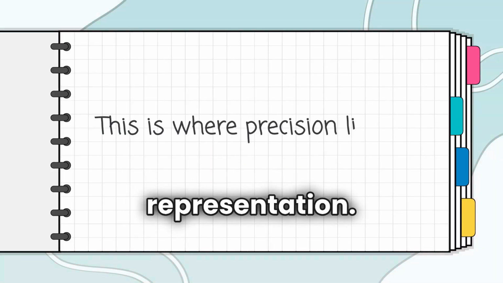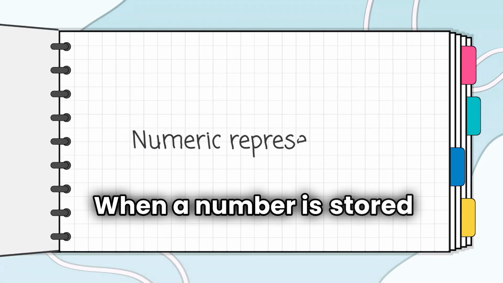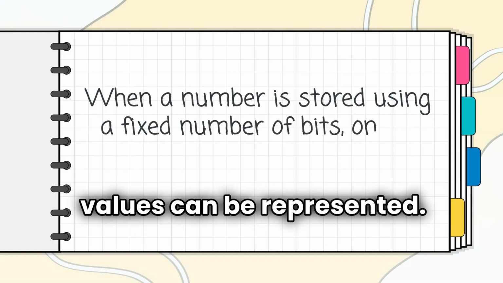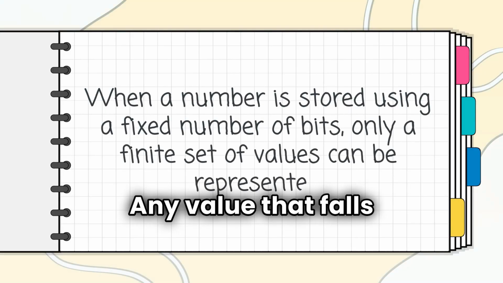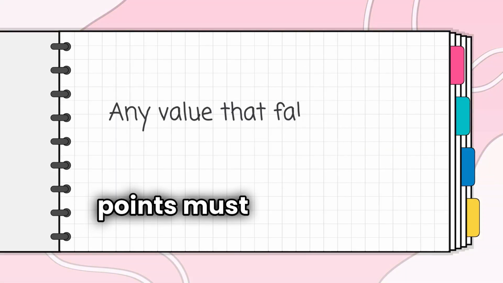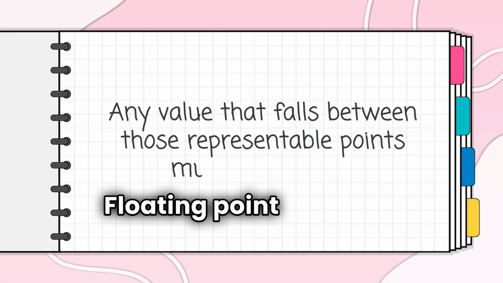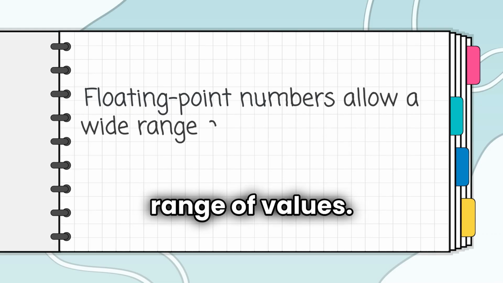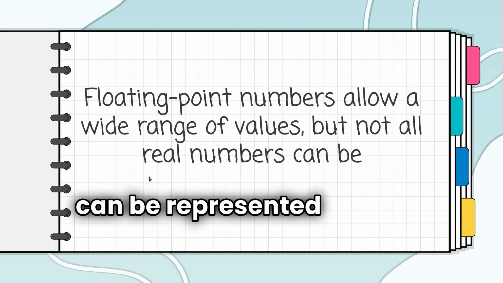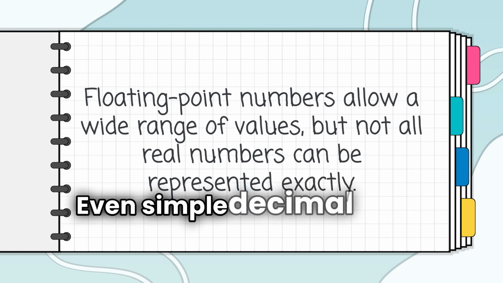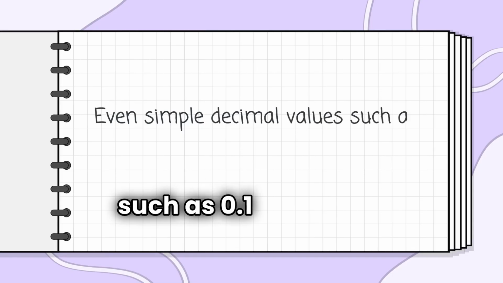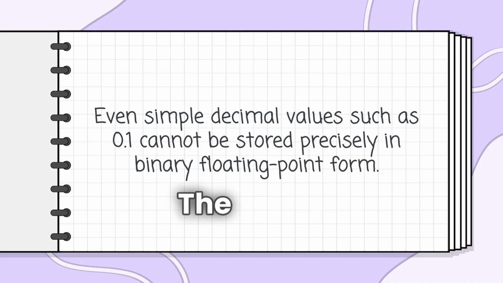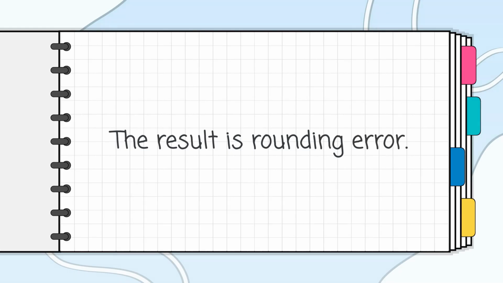Consider numeric representation. When a number is stored using a fixed number of bits, only a finite set of values can be represented. Any value that falls between those representable points must be rounded. Floating point numbers are a common example. They allow a wide range of values, but not all real numbers can be represented exactly. Even simple decimal values such as 0.1 cannot be stored precisely in binary floating point form. The result is rounding error.